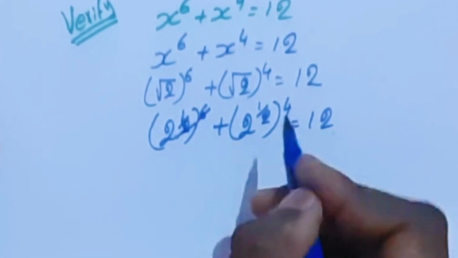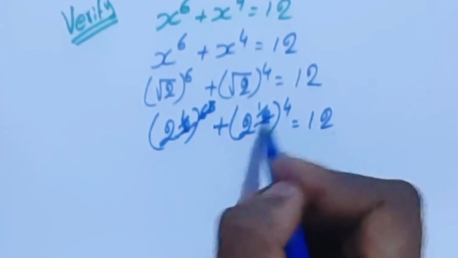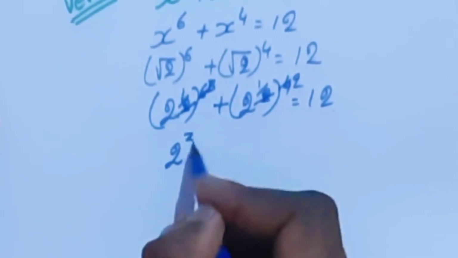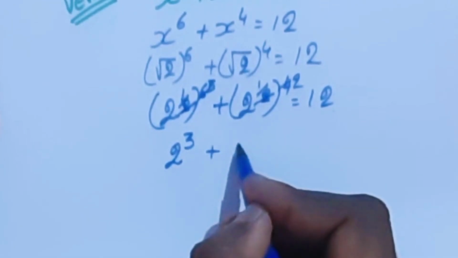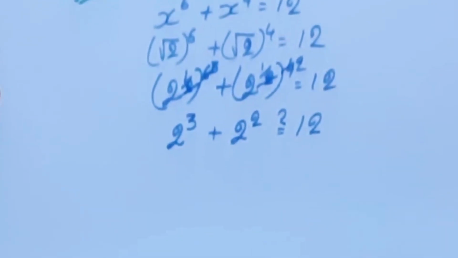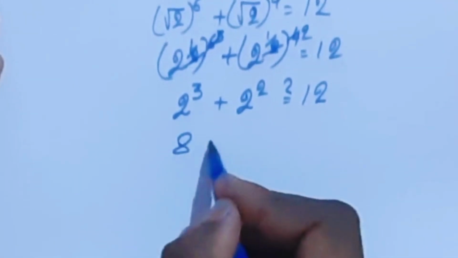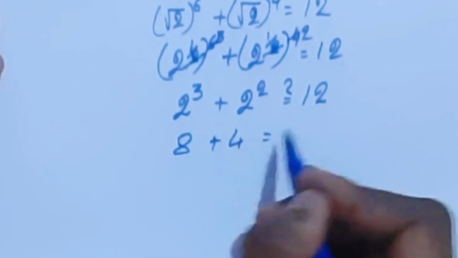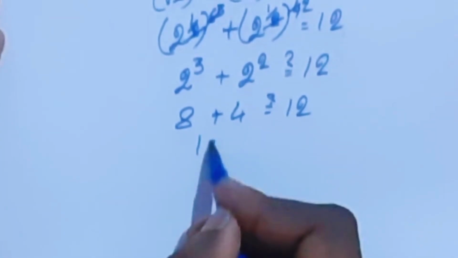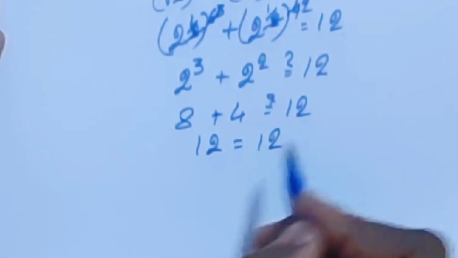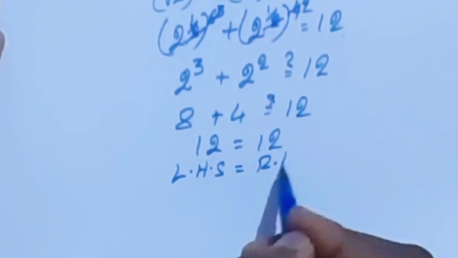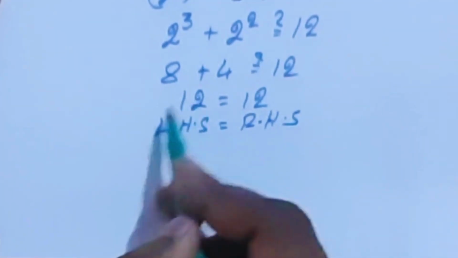Now, simplify this. You get here 3, here you will get 2. So, 2 power 3 plus 2 power 2 equal to 12. Now, this is 8 plus this is 4 equal to 12. So, 12 equal to 12. So, LHS equal to RHS.